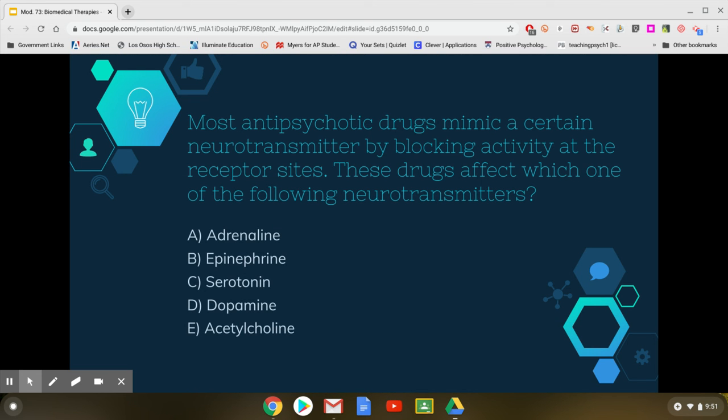So most antipsychotic drugs mimic a certain neurotransmitter by blocking activity at the receptor sites. These drugs affect which one of the following neurotransmitters? So go ahead and answer. You should have chosen D, dopamine.